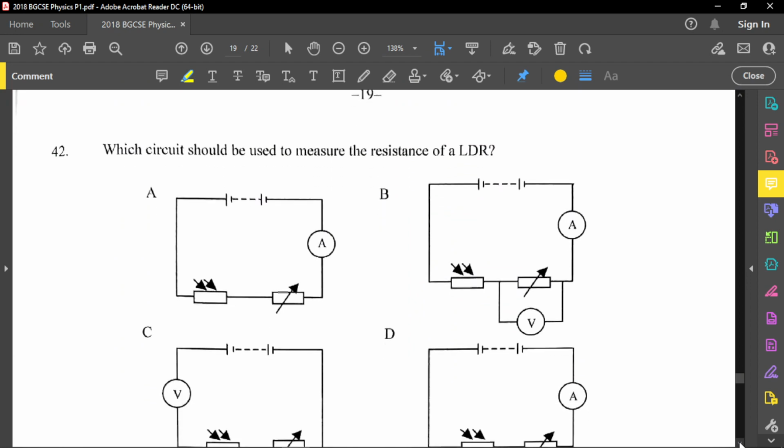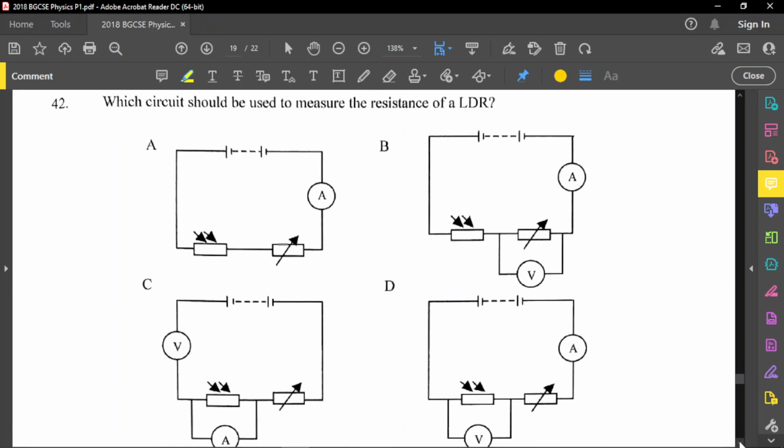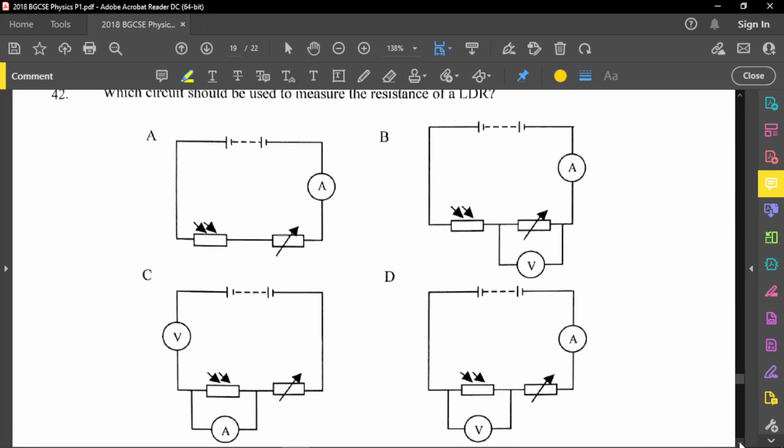Number 42 says: which circuit should be used to measure the resistance of an LDR. Now, you may wonder how, if you didn't learn about LDRs or how to measure their resistance in class. Don't worry, that's not the concept being asked here. The concept being asked is: how do you find resistance? What is resistance? Do you remember the formula? V is equal to IR.